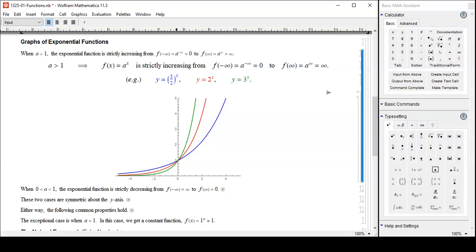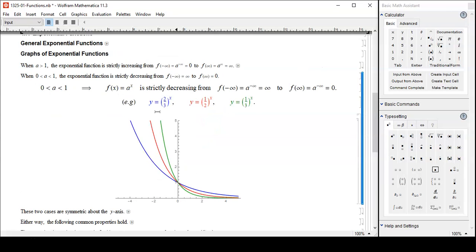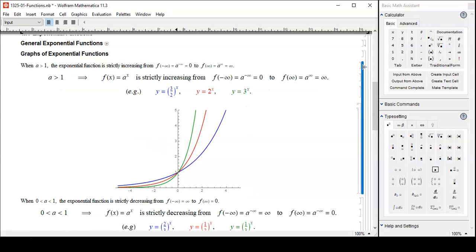Now that's when a is greater than 1. What if a is less than 1? We're going to get this kind of graph. 2/3 to the x power, 1/2 to the x power, 1/3 to the x power, like this. And we don't have to consider less than 0 cases, because the base always has to be greater than 0. Here, I'm multiplying something less than 1 repeatedly, so as x gets larger, it goes down. Previously, something greater than 1 is multiplied repeatedly, so it goes up to infinity.